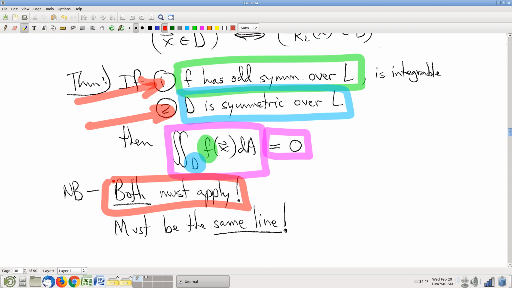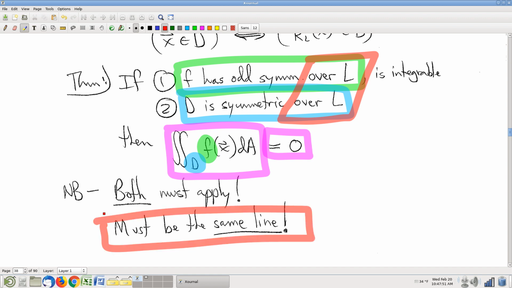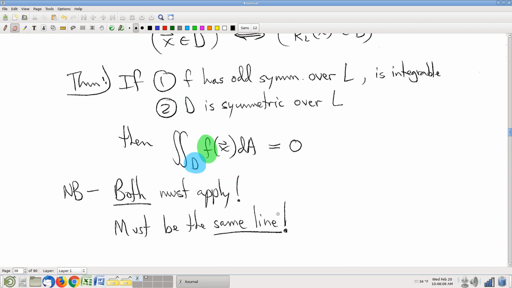Okay. The other thing you've got to be really, really careful about, and I've seen so many students make this mistake, these two types of symmetry have to be over the same line. It's got to be the same line. If f has odd symmetry over this line, but the domain is symmetric over that line, the argument doesn't work. It doesn't make any sense at all. And the theorem does not apply. So do be ultra careful on these two points, and make sure to check them.